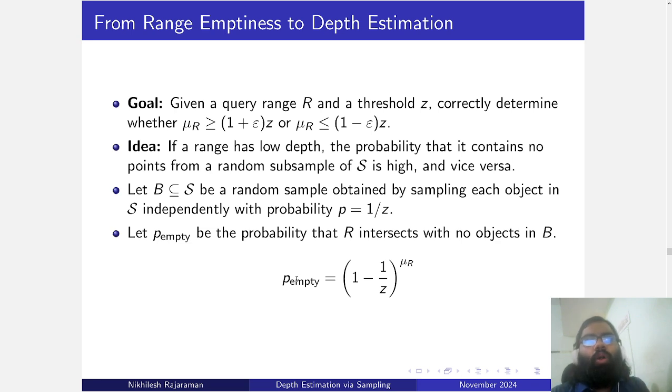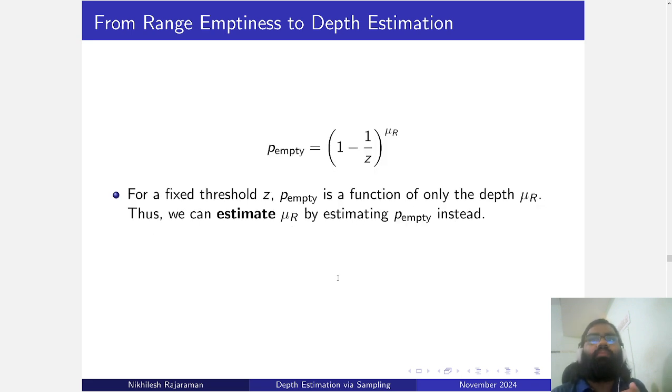So how do we actually go about using this idea to evaluate the depth? The key idea we're going to use is the following. This threshold z is something that we have fixed upfront, and it's a known quantity to us. From this expression, the probability that the range is empty depends only on the depth of the range, and it's a one-to-one relationship between the two. So what this means is that if we can somehow find out this left-hand side, the probability P empty, then we can use that to figure out the depth as well. How? Just by inverting this relationship.